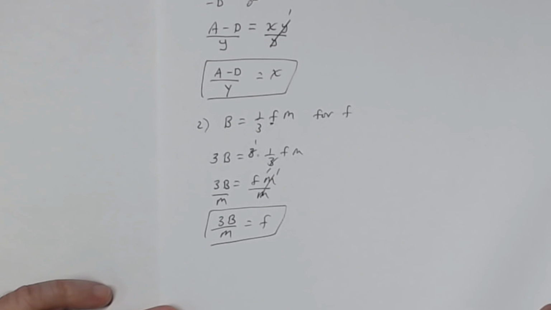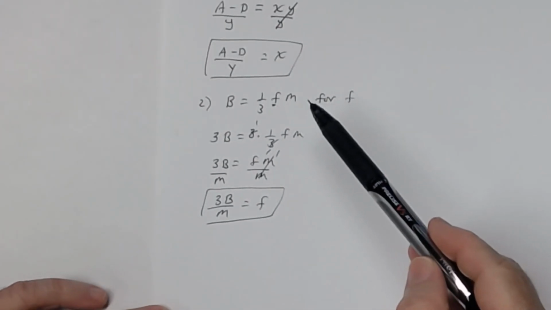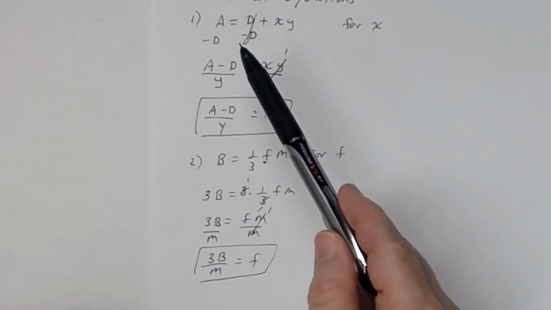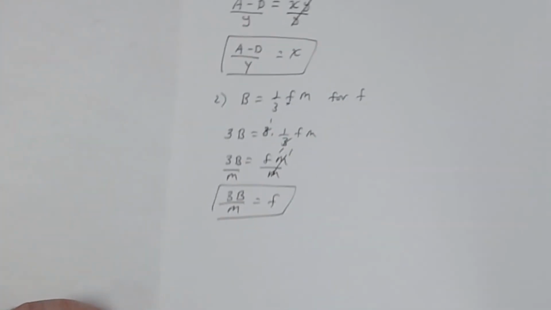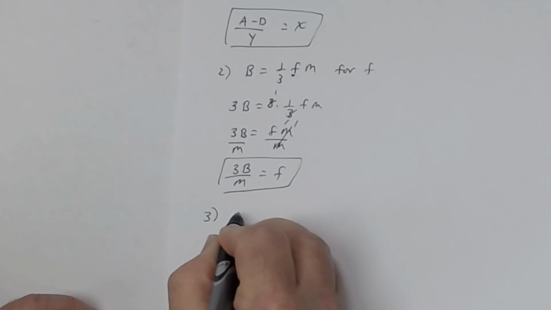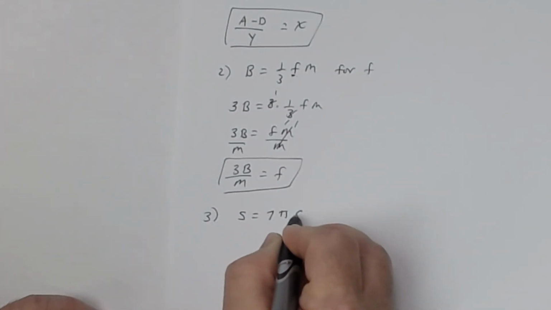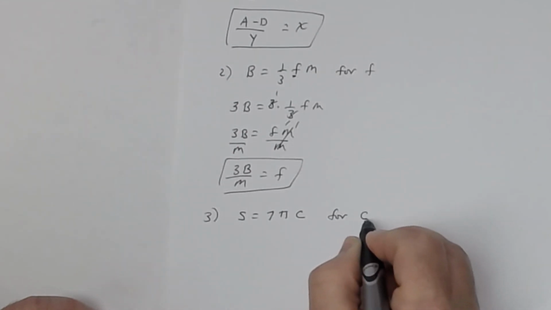So it's not that difficult. It's just taking an equation and solving for a particular variable using properties that you've learned in the past. All right, let's look at number 3. Now, number 3, I have S equals 7 pi times C. And you want to solve for C.